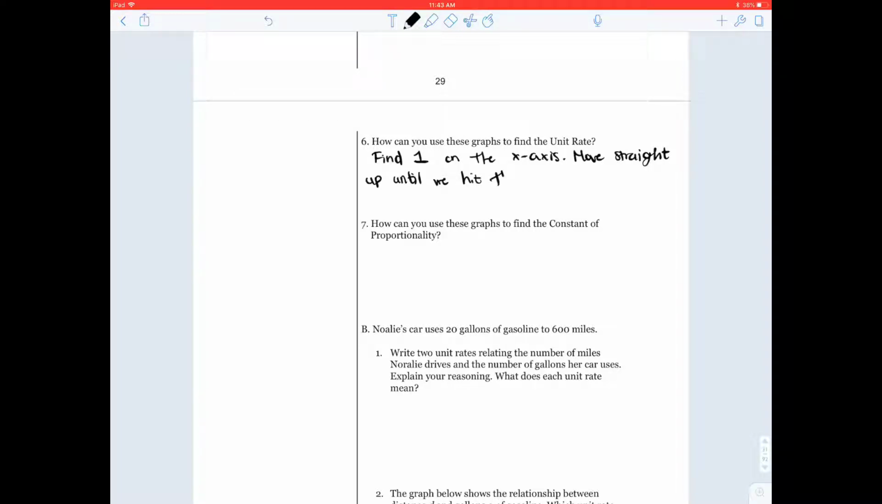Until we hit the graph. The y-coordinate is our unit rate.